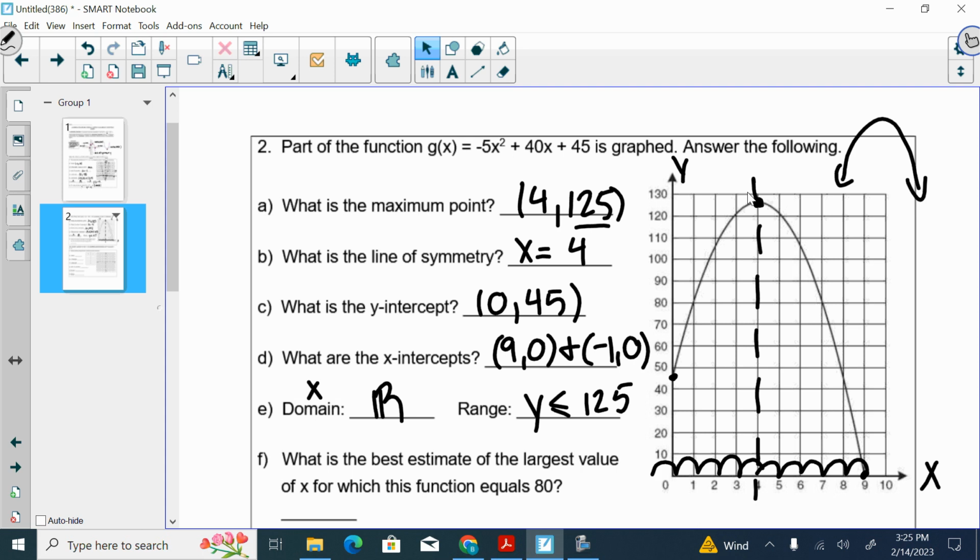All right, and then the last question here is, what is the best estimate for the largest value of x for which this function equals 80? All right, so over here on my graph, here's 80, this line here. Okay, so what are the two x values there? 1 and 7, and they want the largest of those two. So the largest would be 7, perfect.